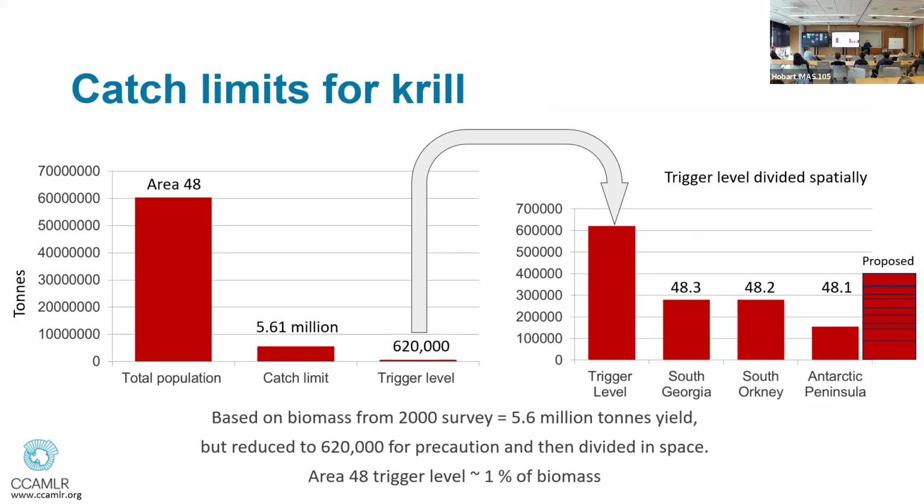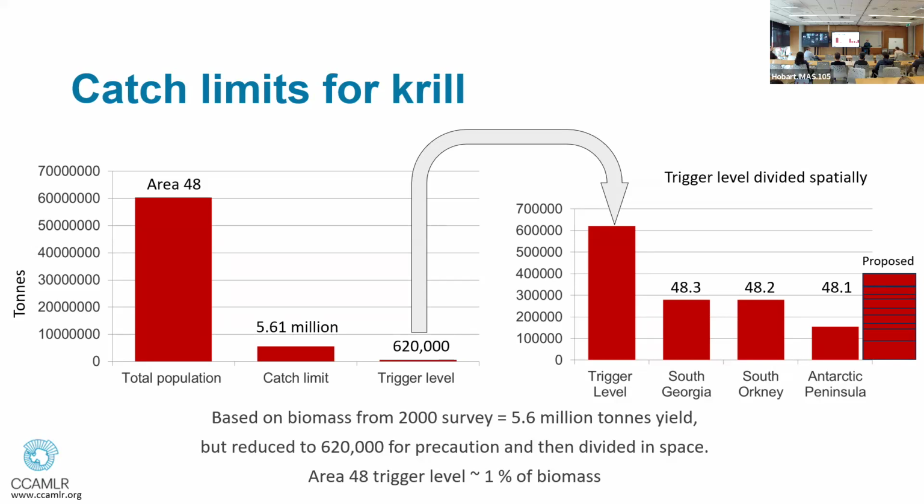have a biomass estimate in 48.1. There are 3 biomass estimates in 48.1 now, each one 20 years apart, about 60 million metric tons in that one sub-area. So the precautionary catch limit of that model is 5.61 million tons. And everybody looked at that, their eyebrows went up a little bit and said, well, that's actually a lot of catch. We have no way to catch that amount.